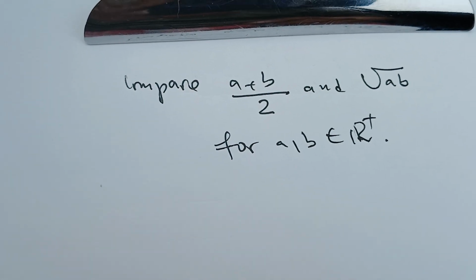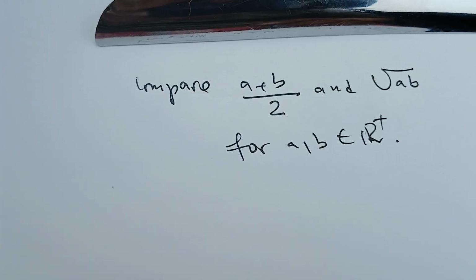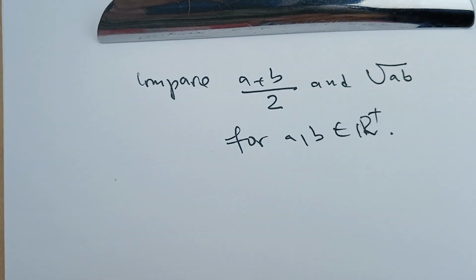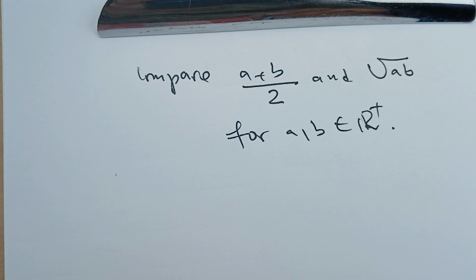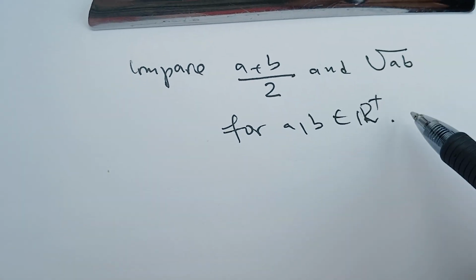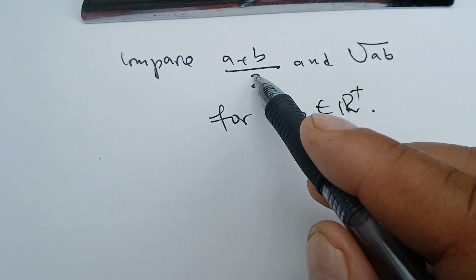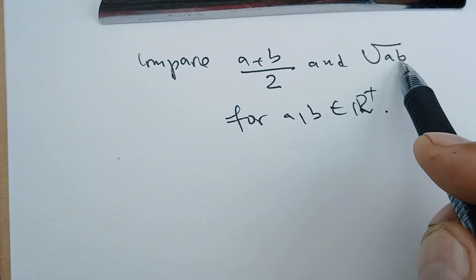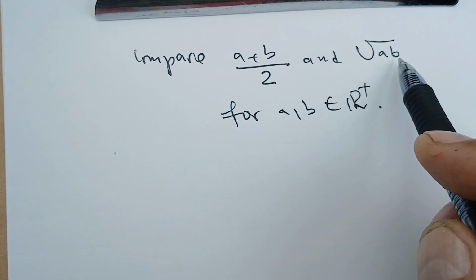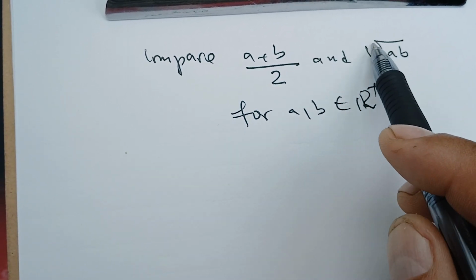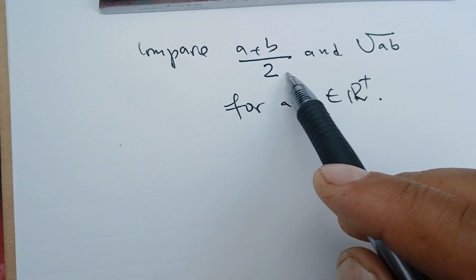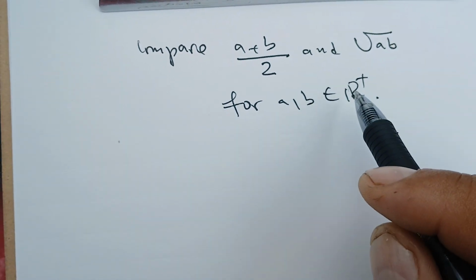Now we're gonna compare (a + b)/2 and the square root of ab, for a and b both positive numbers. So let's say (a + b)/2 is the arithmetic mean and the square root of ab is the geometric mean. We have seen in geometry what this one means. But to prove this one, we will use some algebra.